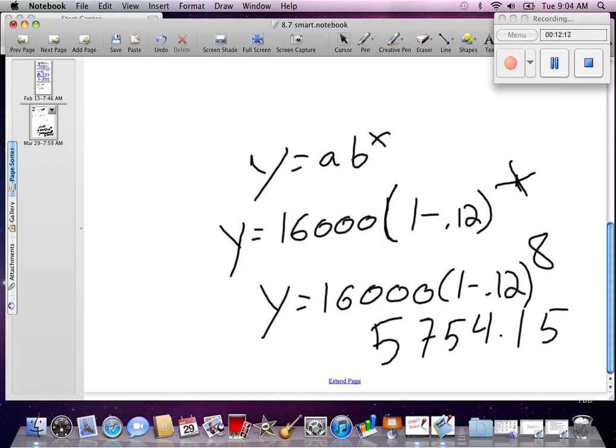So the big difference that we talked about today from yesterday is instead of adding a 1, you go 1 minus whatever your percent is.